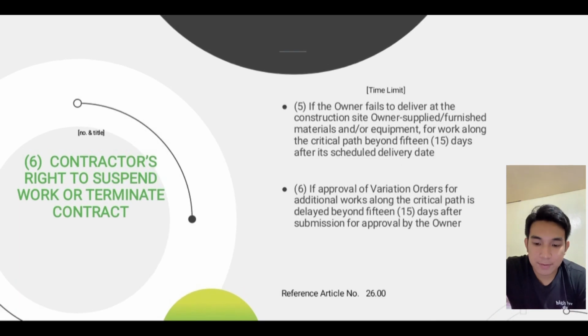Number 5, if the owner fails to deliver at the construction site owner-supplied or furnished materials or equipment for work along the critical path beyond 15 days after its scheduled delivery time. Last, if approval of variation orders for additional works along the critical path is delayed beyond 15 days after submission for approval by the owner. The reference number is 26.